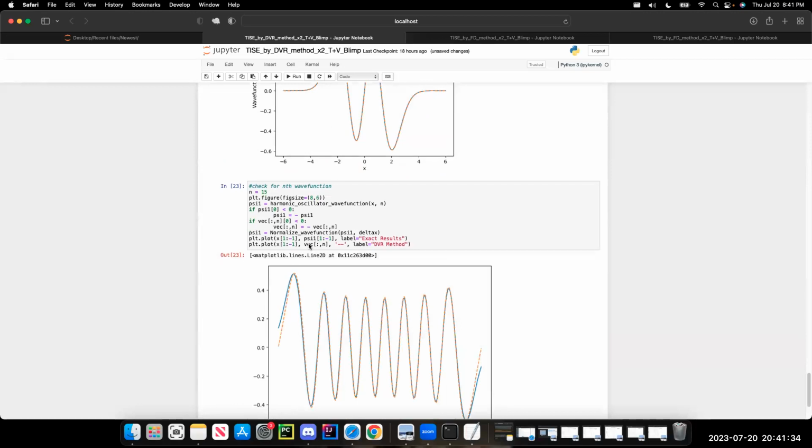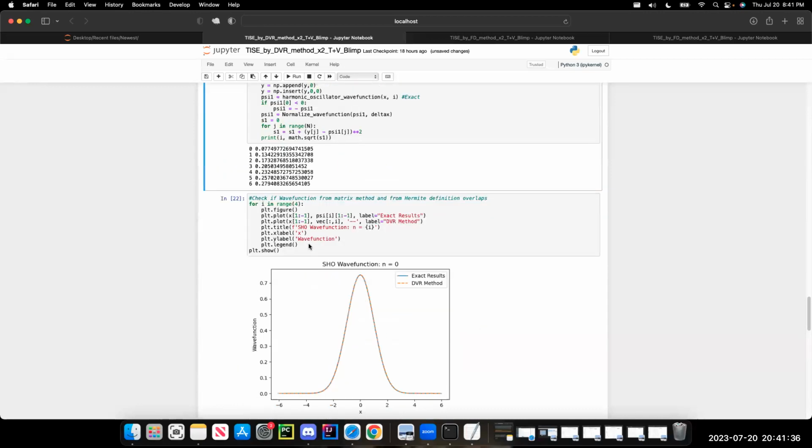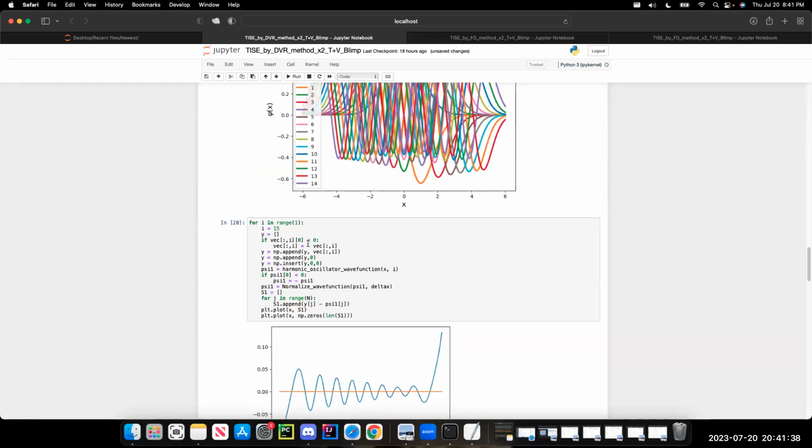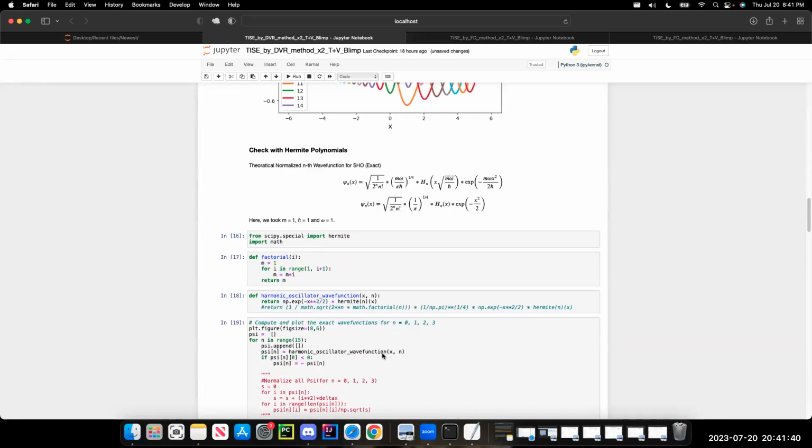We're now going to look at the Fourier transformation and the inverse and calculating the derivatives and so forth.